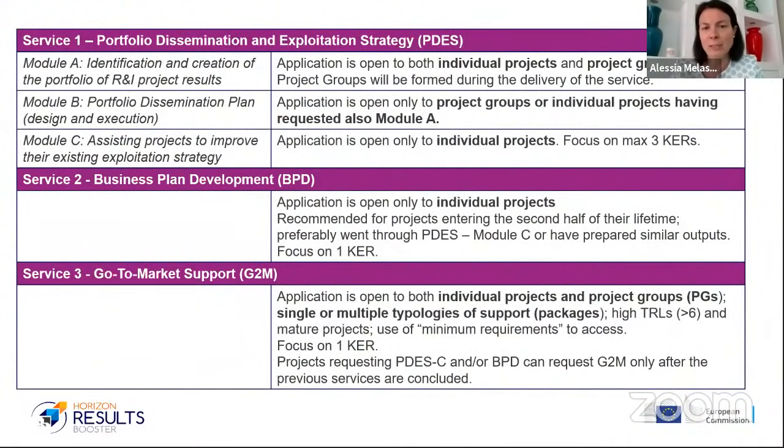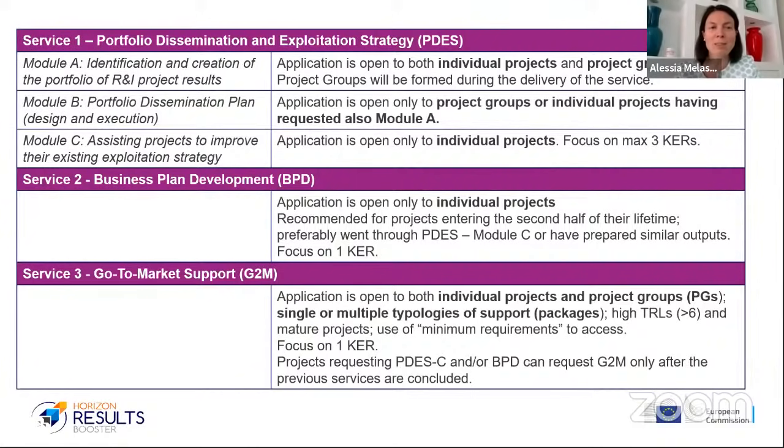Actually, in the slides that will be provided to you, you have some, I would say, more administrative type of information, but I already more or less introduced them. So Module A and Module B are for project groups. Module C is for individual projects and focuses on a maximum of 3 key exploitable results. Business plan development is open only to individual projects and focuses on 1 key exploitable result, while go-to-market services can be activated only once the services you requested, Module C and BPD, are already completed.